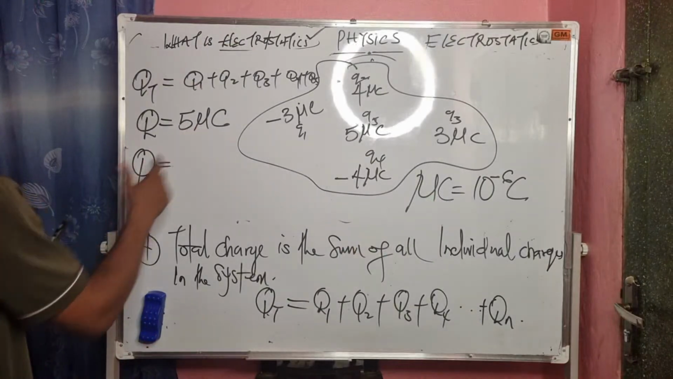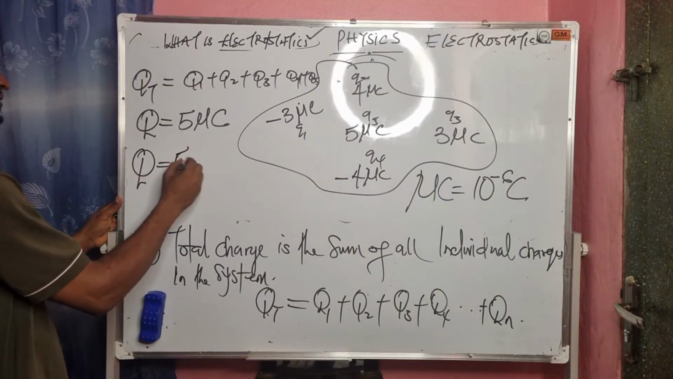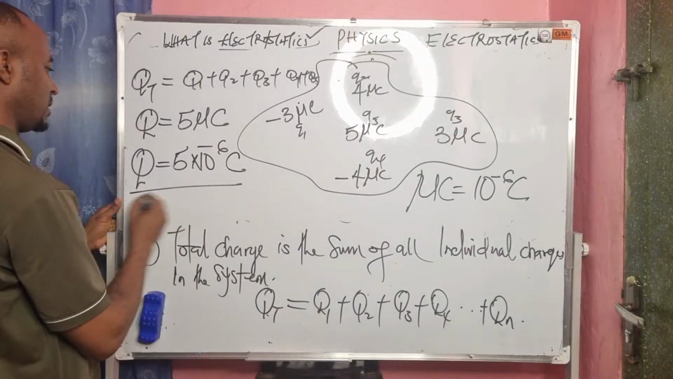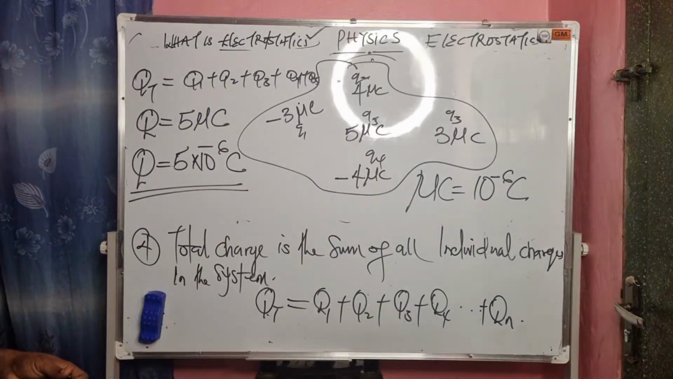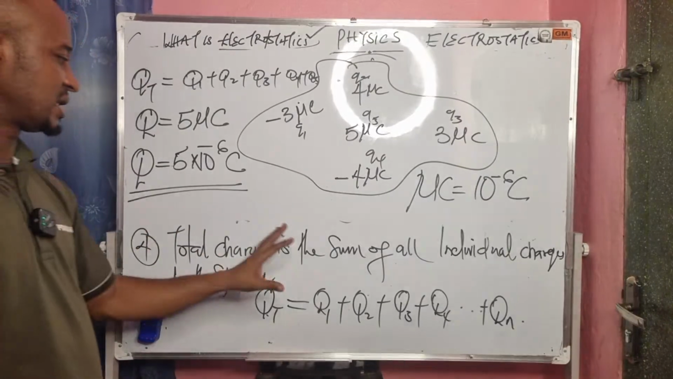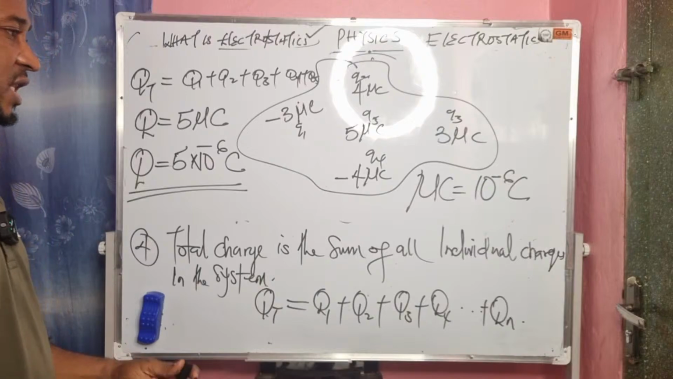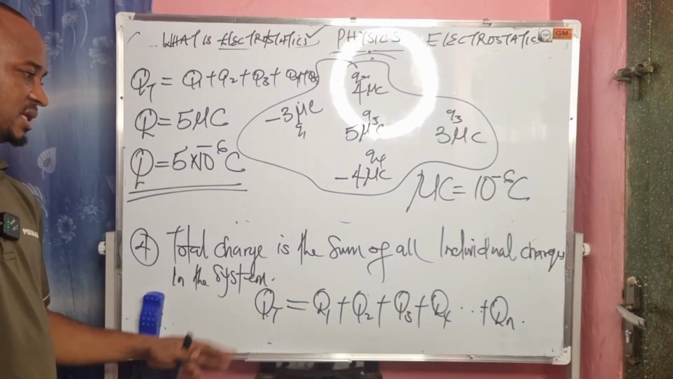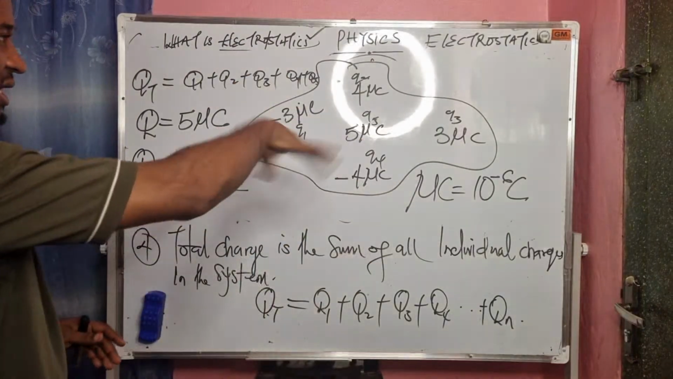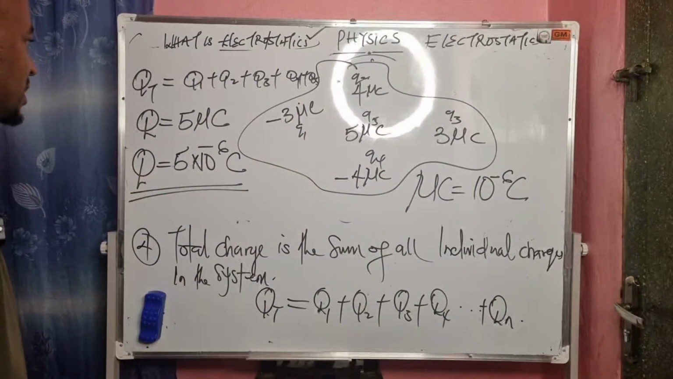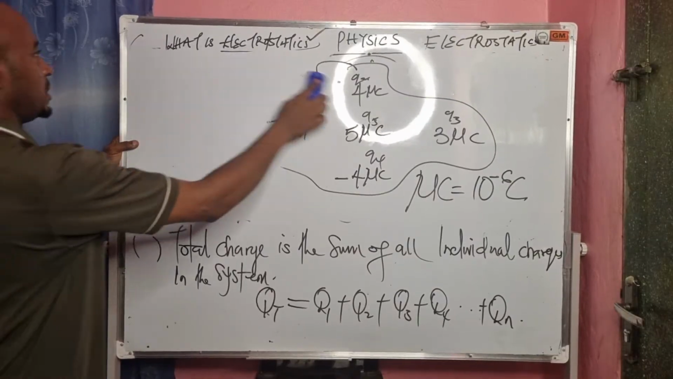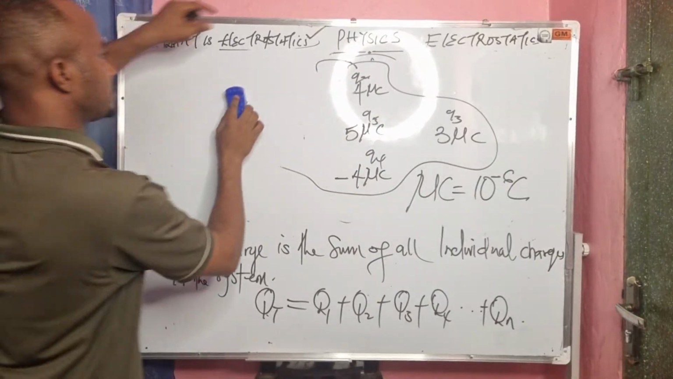So for this micro, this simply means what? 5 times 10 to the power of what? Minus 6 what? Coulomb. This is just what we mean by the third property of charge that says that total charge is the sum of all the individual charges in the system. It is the algebraic sum, meaning we just have to add them together to get a total charge. Now let's move into what we call Coulomb's law.